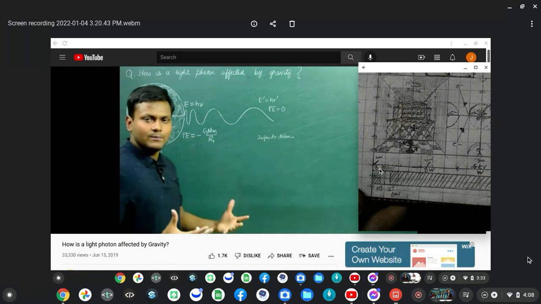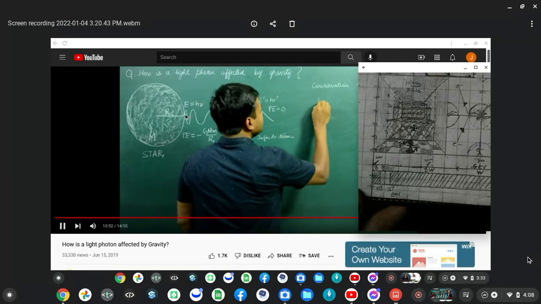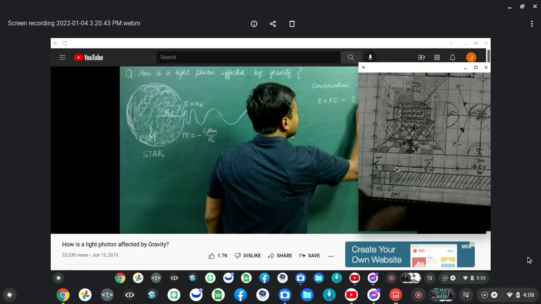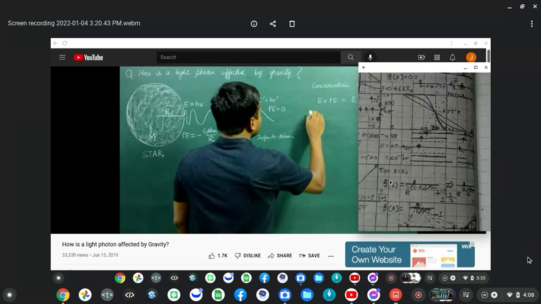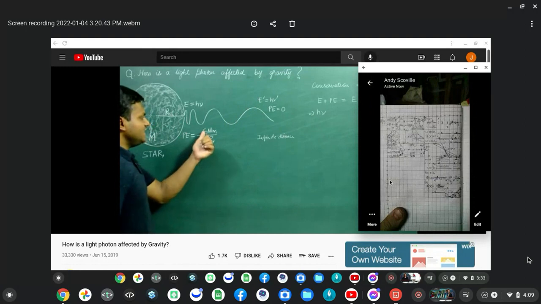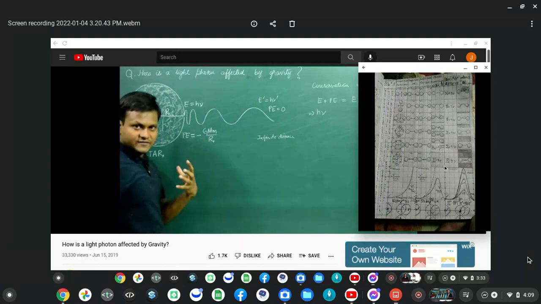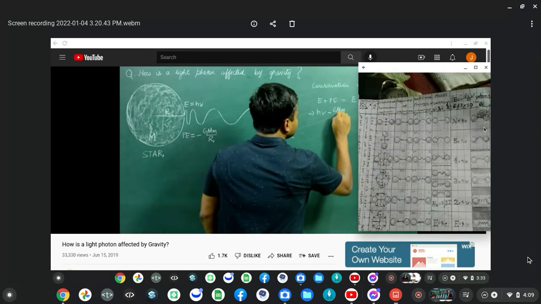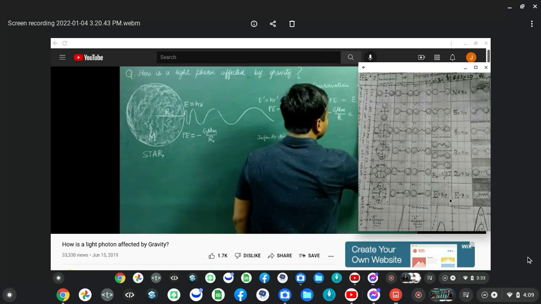So now again I can apply the conservation of energy principle, which says that the total energy E plus PE at the surface is nothing but E dash plus PE dash at infinite distance. Which says that E is what? h nu, okay? PE is minus G capital M m by R. Why the minus sign? The minus sign is because it is an attractive potential. Alright, so here I can write h nu minus G capital M small m upon capital R is equal to E dash, which is h nu dash.